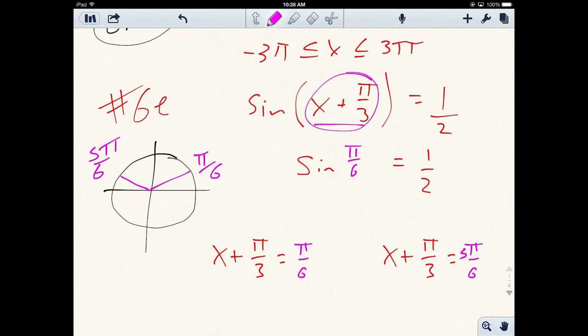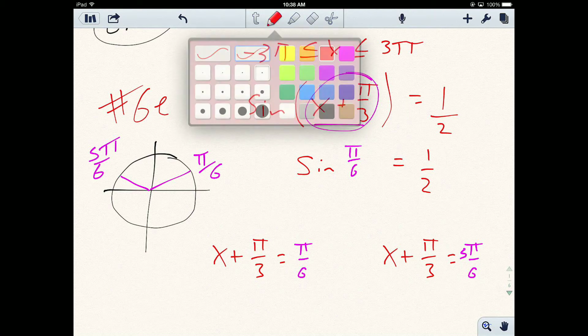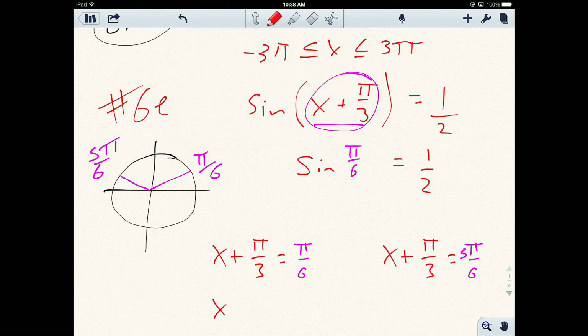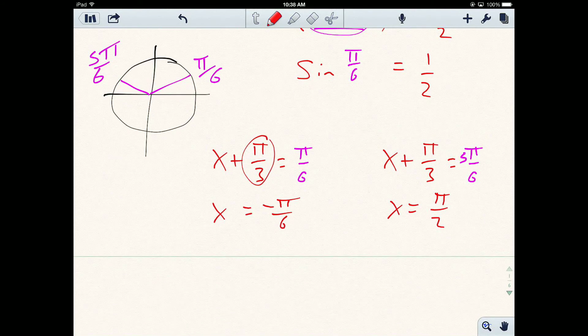So let's just look at one of them and solve one of them, because I want to try to find x. If we solve for x here, we make this 2 pi sixths, then you subtract, and this ends up being negative pi sixths. You do the same over here. This ends up being 3 pi sixths, which is pi halves. If you need to pause me and do a little number crunching, that's fine.